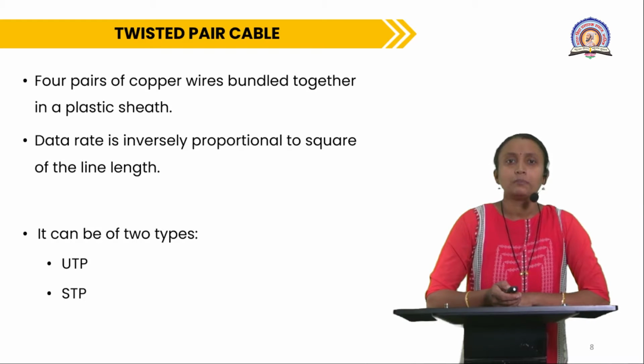Twisted pair cable can be divided into two types. The first one is unshielded twisted pair and the second one is shielded twisted pair.